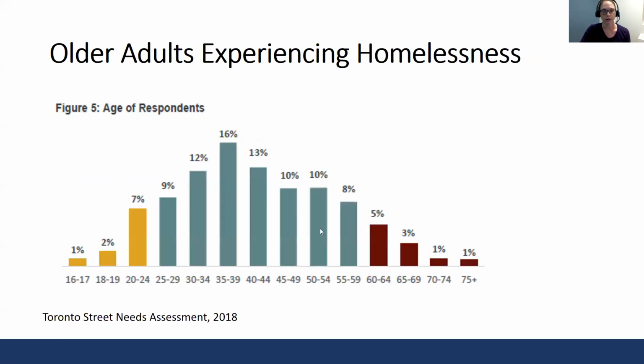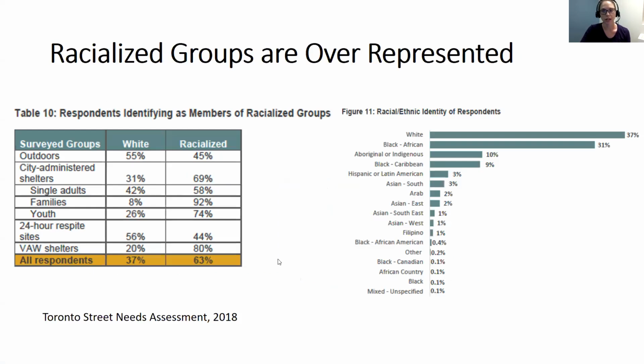This is just sort of the demographic curve. This is in Toronto, not Canada, but as you see in that 60 plus group, about 10% are aged 60 plus. And this is not specific to older adults, but I think a very important point to drive home is that due to systemic racism, lifelong injustices and discrimination, we see that racialized groups are overrepresented within the shelter system.